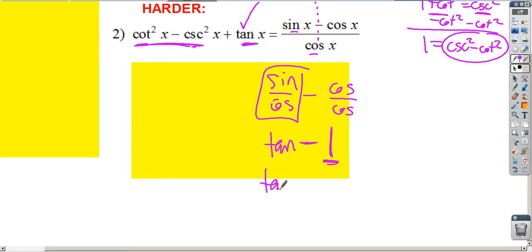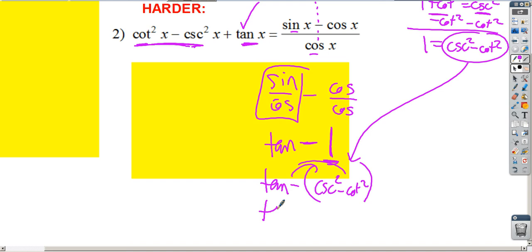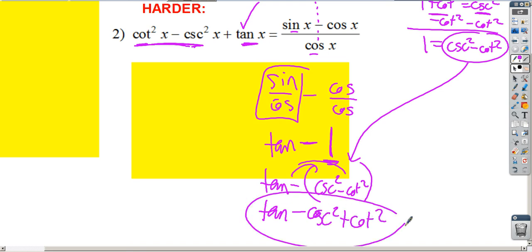So let's do that. Tan minus this right here, minus cosec squared minus cotan squared. If we distribute the minus, we're going to get tangent minus cosec squared plus cotan squared, and we're done. That right there is identical to that. The only difference is they put it in a different order. So there's the cotan squared, there's the tan, and there's the minus cosec squared. So that's now been proven identical.